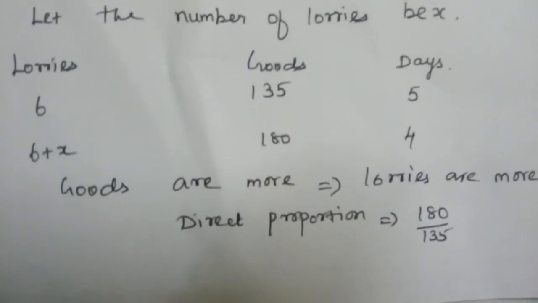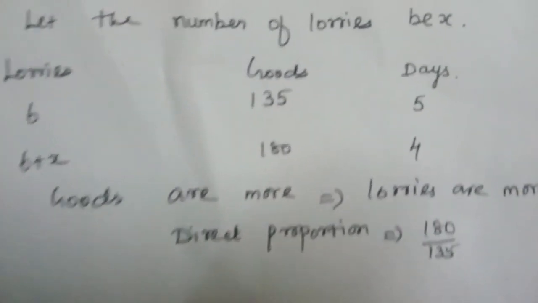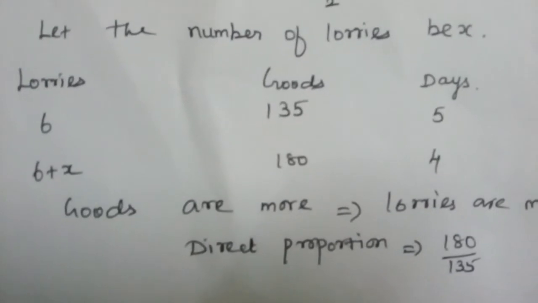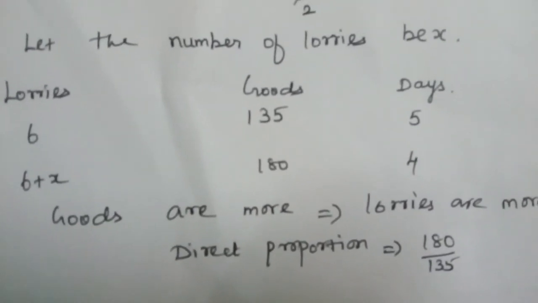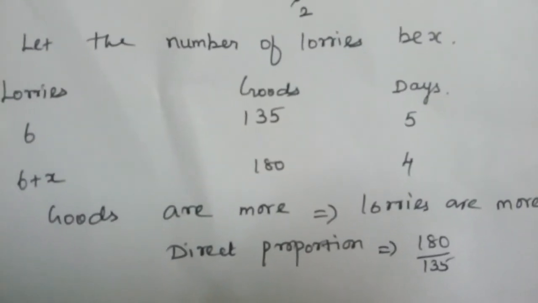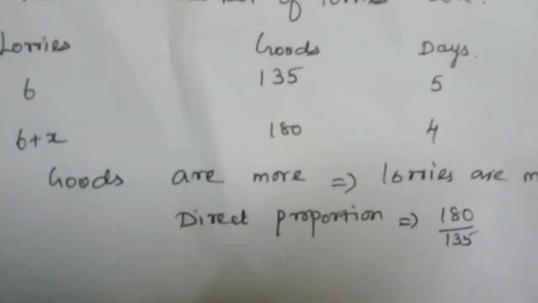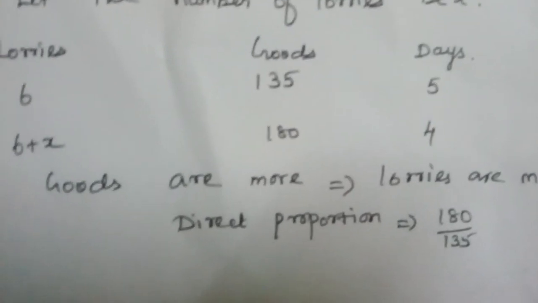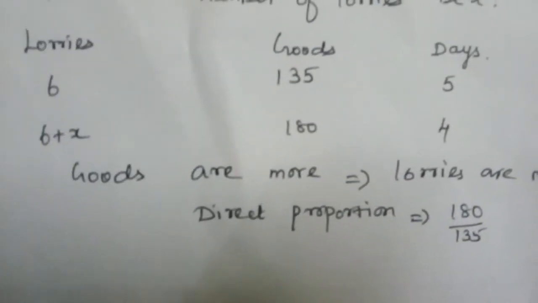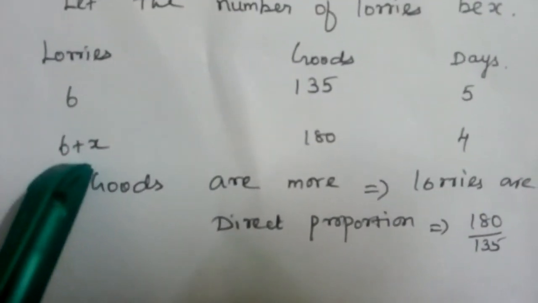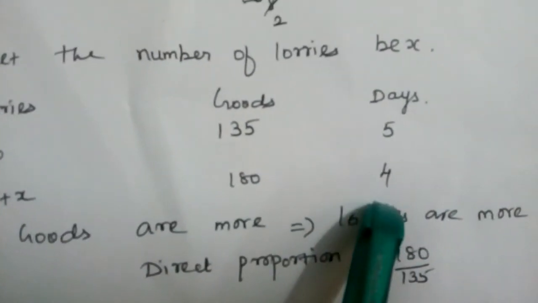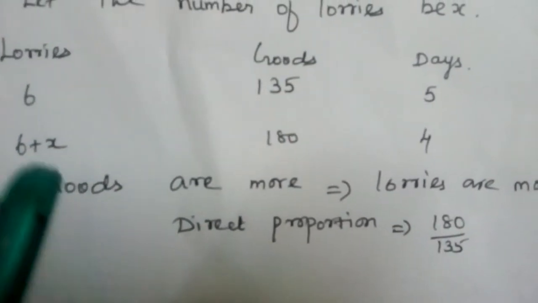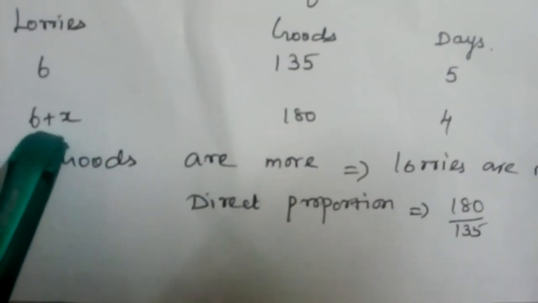So we take the parts to be lorries, goods and days. For 6 lorries, 135 goods will be taken in 5 days. When the lorries are increased, already 6 are there, and you are adding some more lorries. So 6 plus x, that's why we are considering 6 plus x. Then 180 goods in 4 days. Here we have to find out how many more lorries are required.